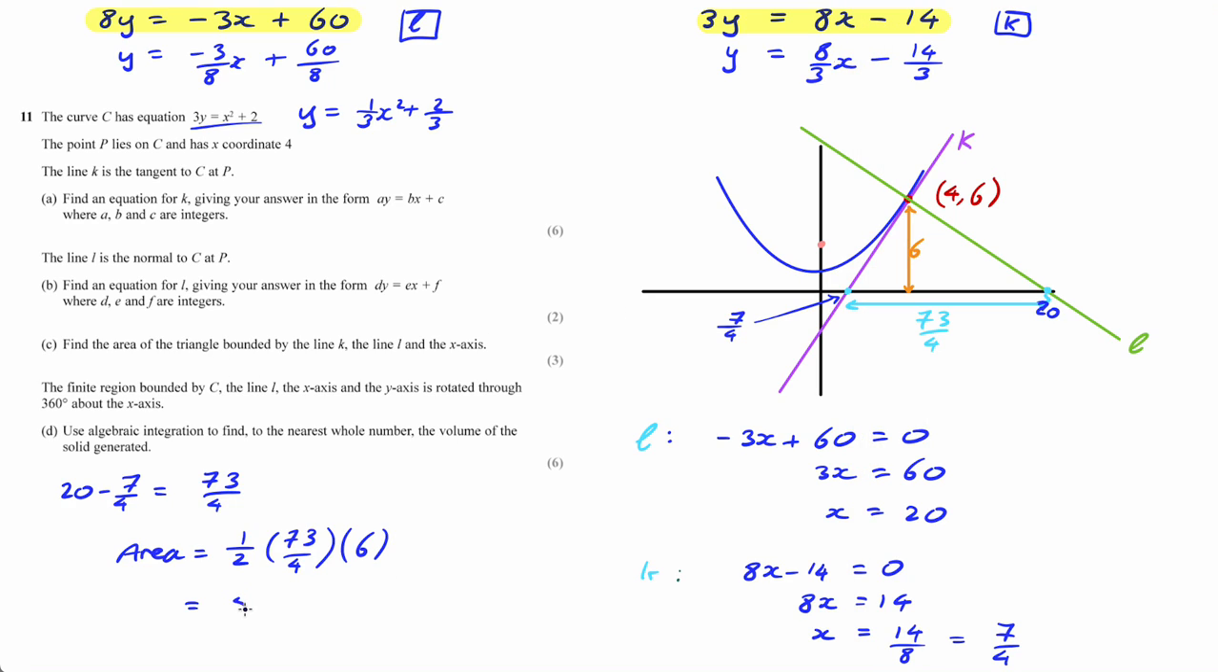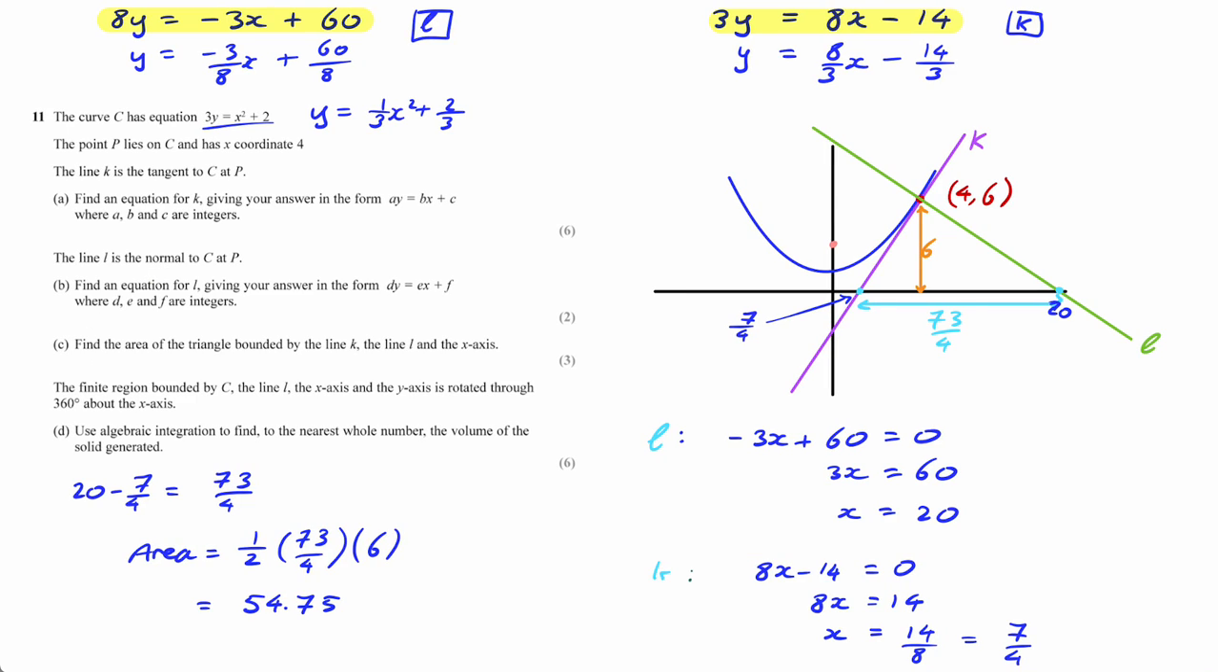So this is 54.75. Okay, finally, the finite region bounded by C, the line L, the x-axis, and the y-axis is rotated through 360 degrees. Use algebraic integration to find, to the nearest whole number, the volume of the solid generated.